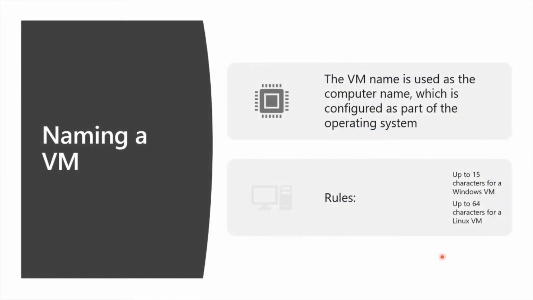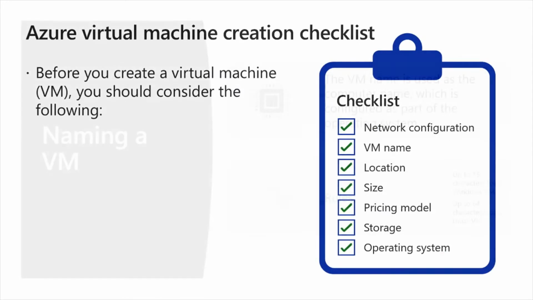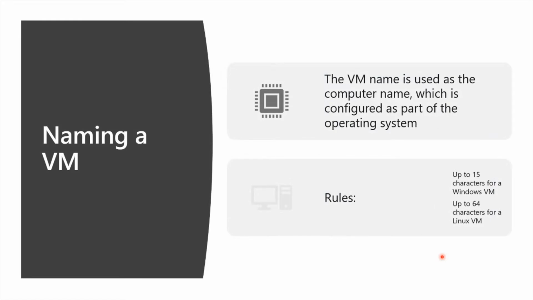So the first thing is naming a VM. How do you name a VM? The VM name is used as the computer name, which is configured as a part of the operating system. Pay attention here: it won't be changed later on. So you have to be specific and sure about your VM name. It can be up to 15 characters for a Windows virtual machine, and up to 64 characters for a Linux virtual machine. That is also to be considered when you decide the name for your VM, so you need to think about these two things as well.